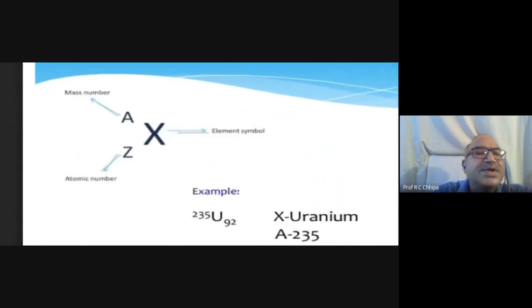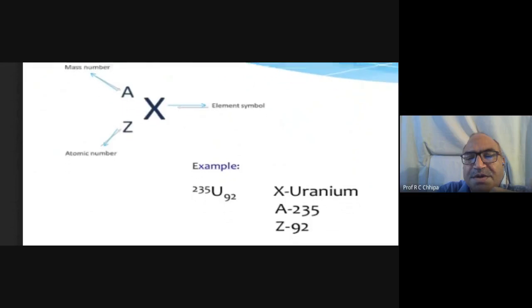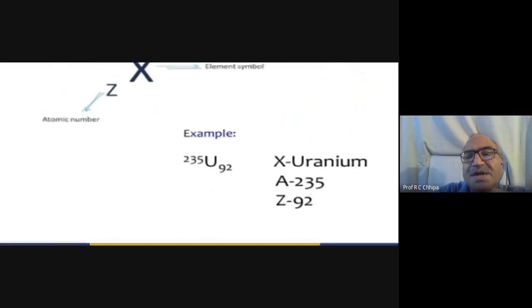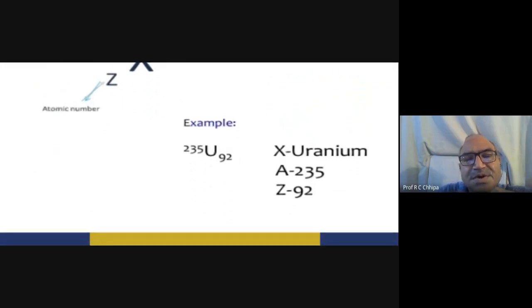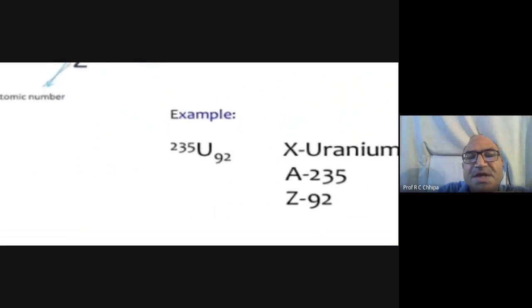So how can we represent the mass number? This is the element symbol and atomic number. The atomic number is equal to the number of protons, which are positively charged particles. So overall, the element itself is neutral, with positively charged and negatively charged particles. One example is uranium, which is one of the most important in the nuclear system, nuclear energy.